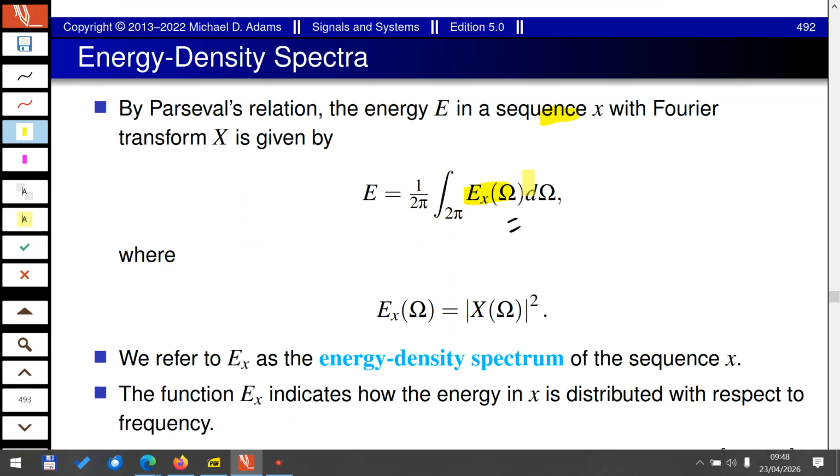This highlighted quantity is the energy contributed by the complex sinusoid at that omega. And because that's not the only frequency, there is a range of frequency from minus pi to 2 pi. So you have to integrate all of them, and then you get the total energy, right?